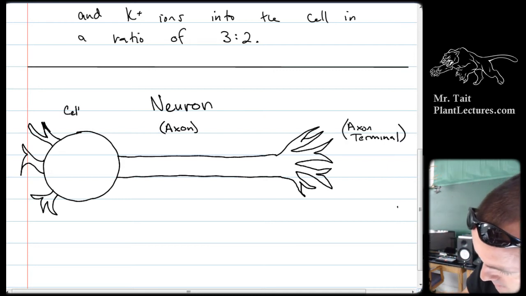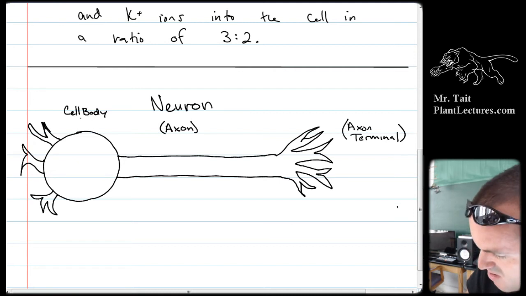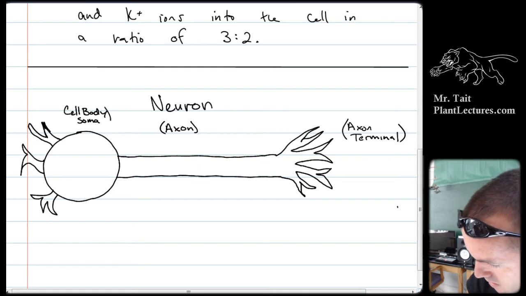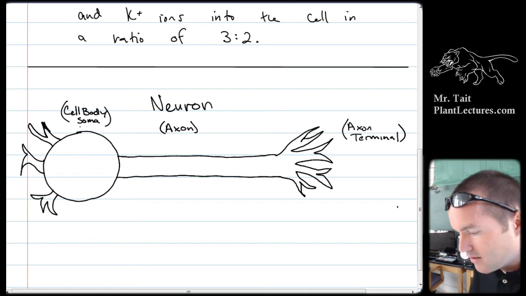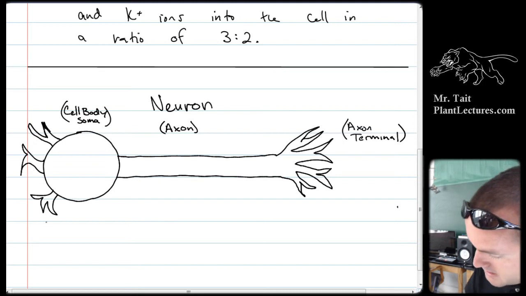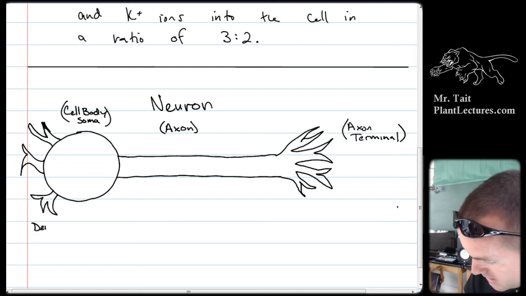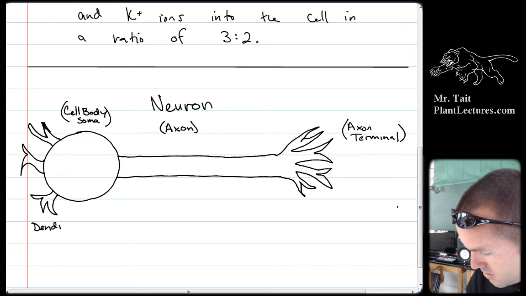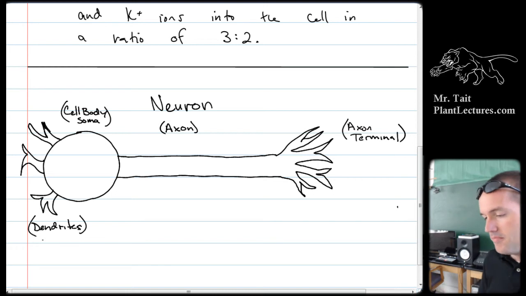This is the cell body. Sometimes it's called the soma, depending on how old the text is that you're reading. And down here, these things are called dendrites, these little offshoots. That's not really all that important that you memorize those for this class, maybe later on. We're going to look at how all these things are involved in allowing the neuron to function.